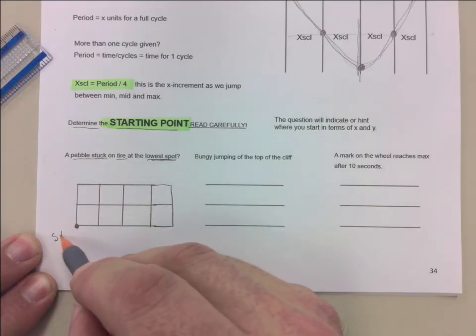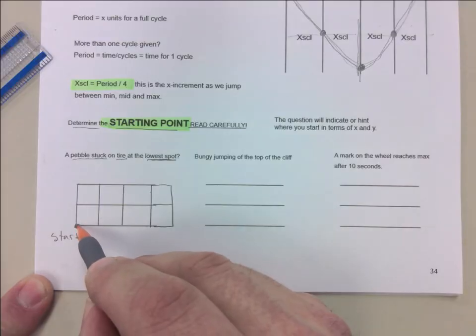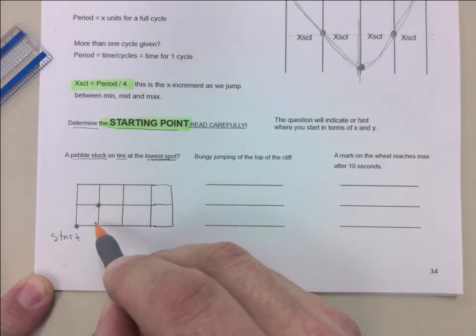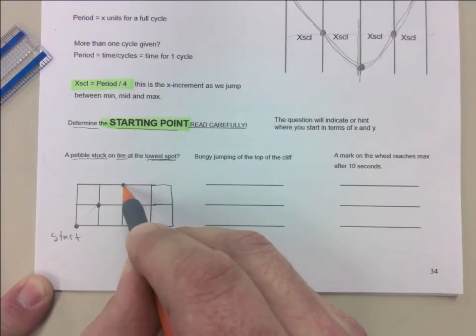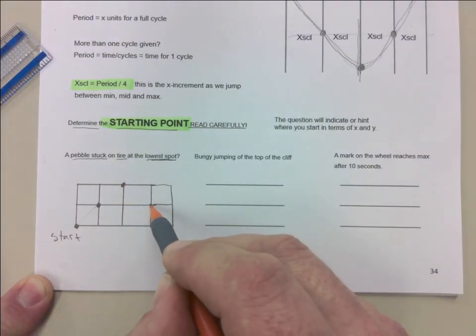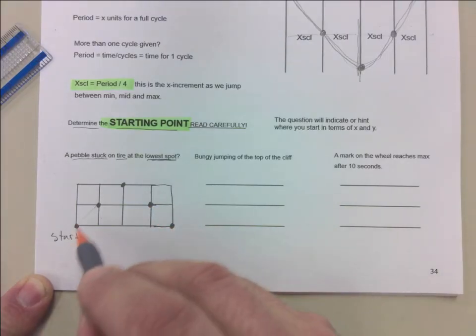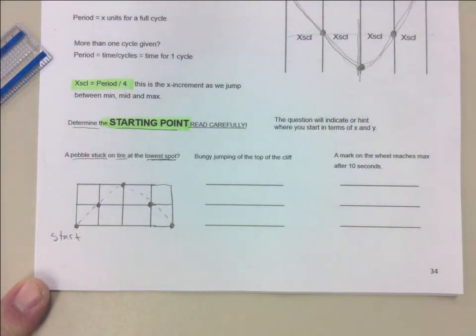Okay, you start here. What's the only way to go from the lowest point? Up, right? A quarter period goes by, you're in the middle. Another quarter period goes by, you're at the top. Another quarter goes by, you're here. Another quarter goes by, you're there. That's where your 5 points are going to be located, like that.